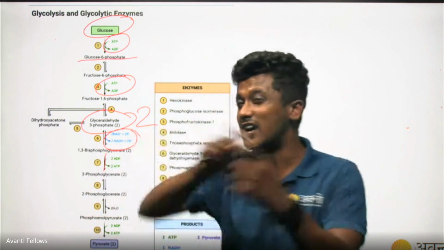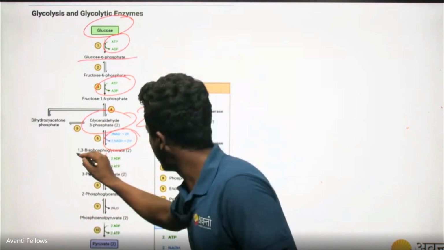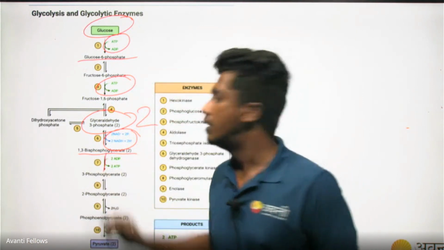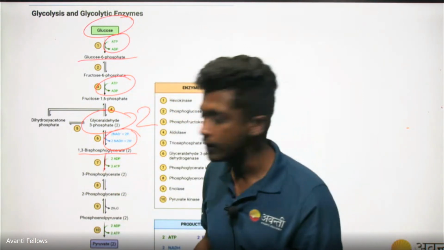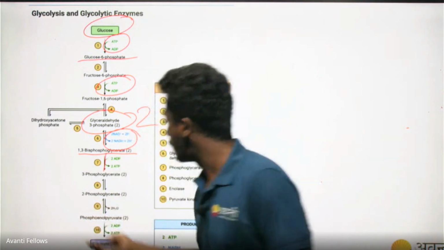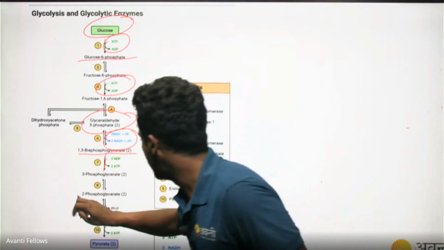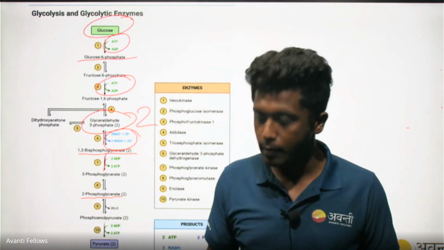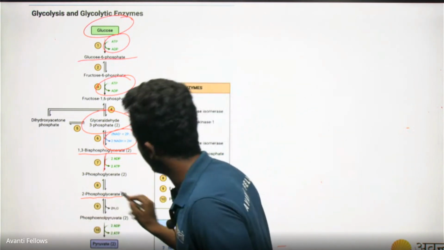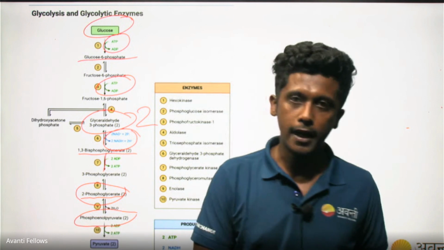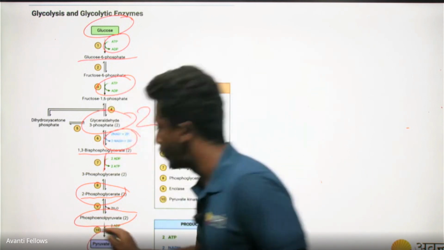Now again I start removing this phosphate. From 1,3-bisphosphoglycerate, I take one phosphate molecule out, I get 3-phosphoglycerate. 3-phosphoglycerate is converted to 2-phosphoglycerate. 2-phosphoglycerate is converted into phosphoenol pyruvate. See, when I have 2-phosphoglycerate, a water molecule is removed. Once it is dehydrated, phosphoglycerate is converted into phosphoenol pyruvate. Eventually, it gives me pyruvate.